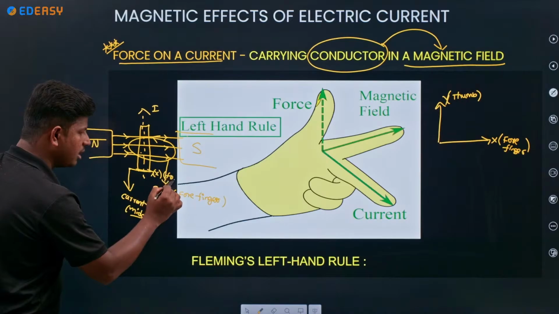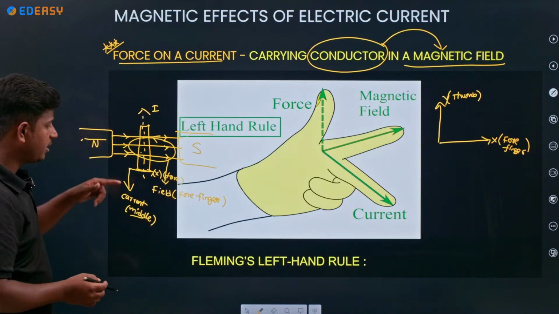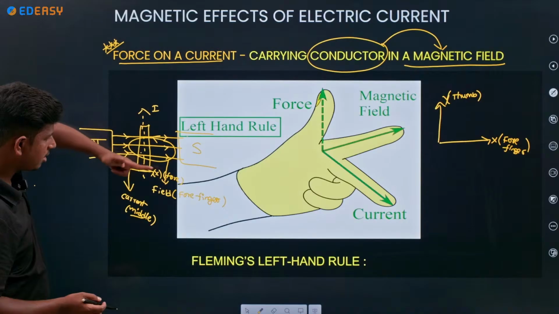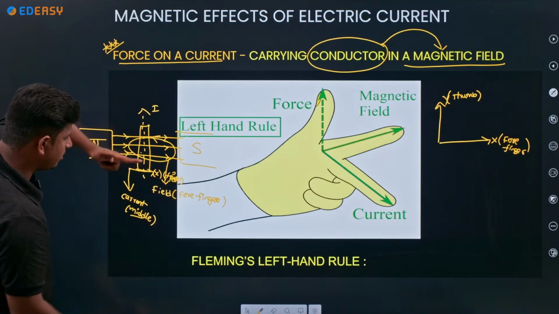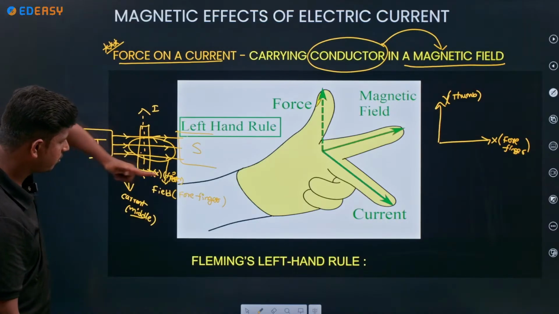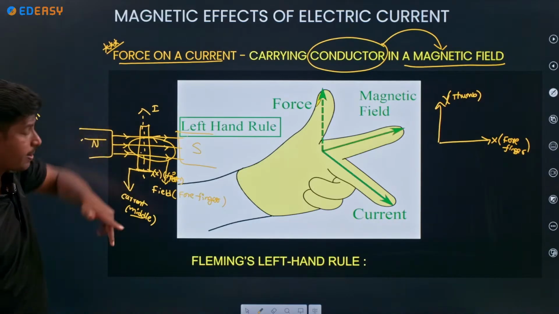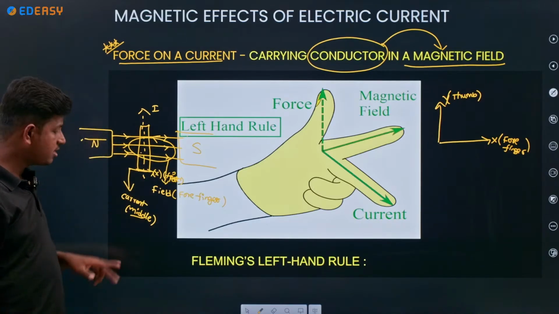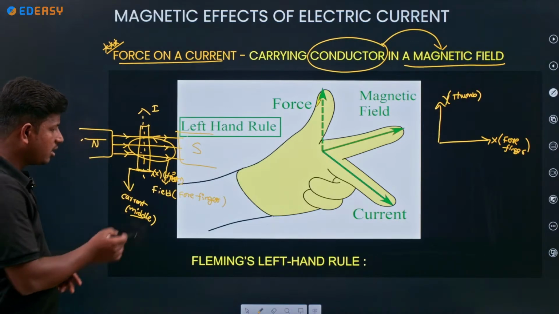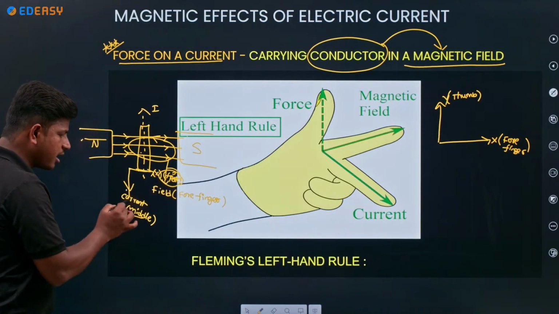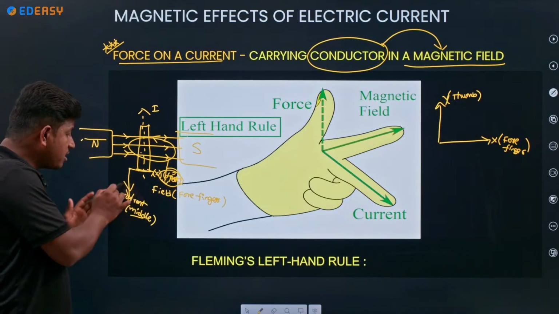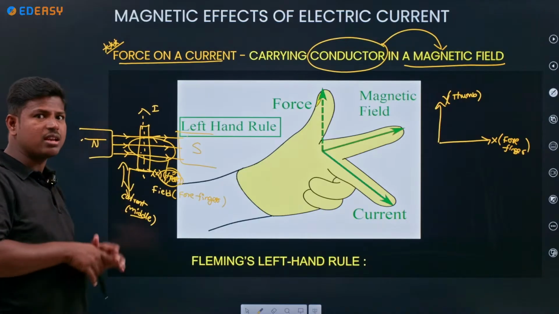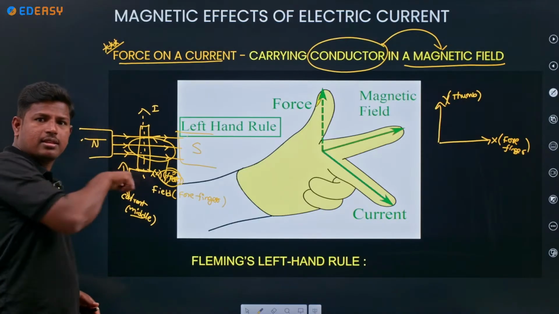Forefinger, field, and force will be current, field, current, right? If the current direction changes, see, field is this side, current is this side, and force will be this side, out towards you. And if the direction of the current changes, the force direction changes. This time like this.